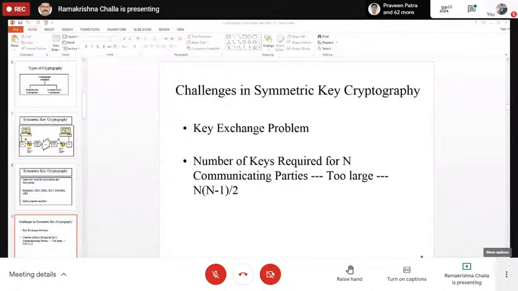Very simple. 300 into 10 to the power of 7 into 300 into 10 to the power of 7, divided by 2. So 2 is also there, so it is 300 into 150 into 10 to the power of 14. So 45,000 into 10 to the power of 14 keys are required if 300 crore internet users want safe communication using symmetric key cryptography. That's a huge number. The problem is where to store these keys.